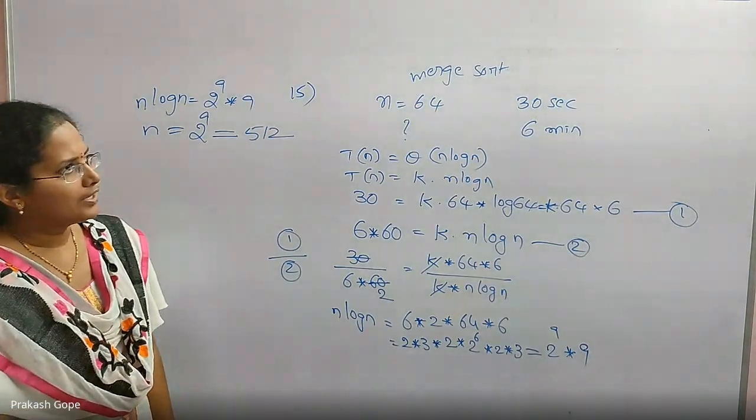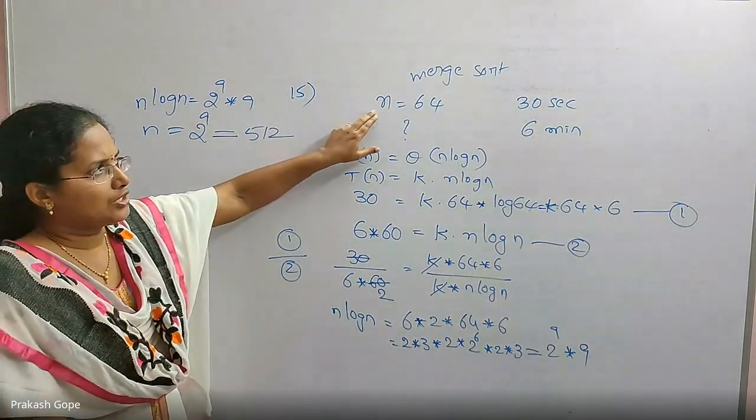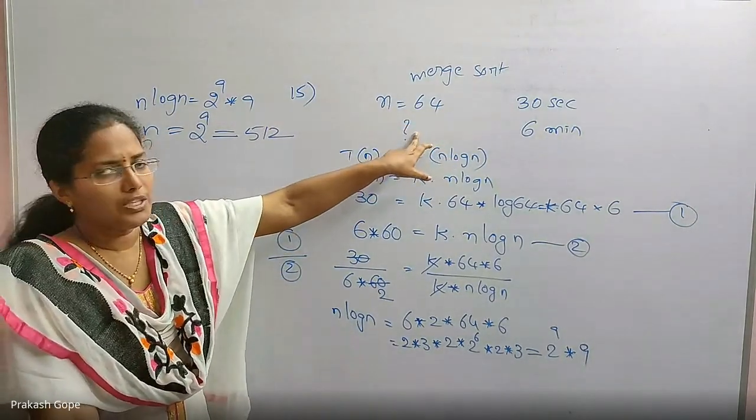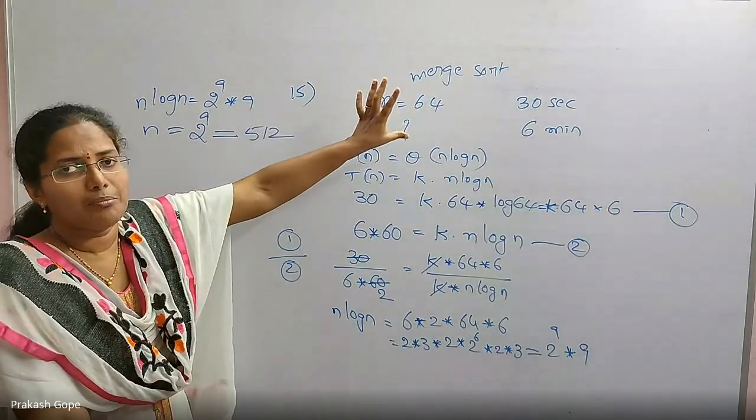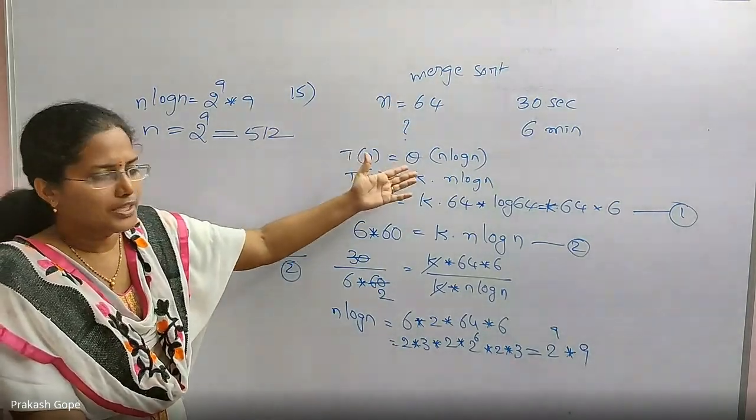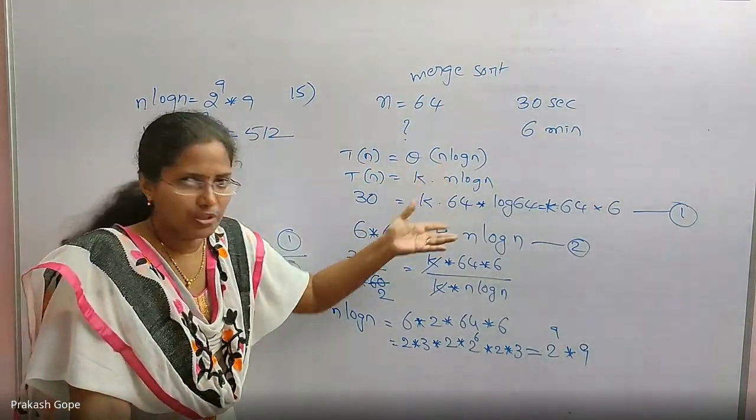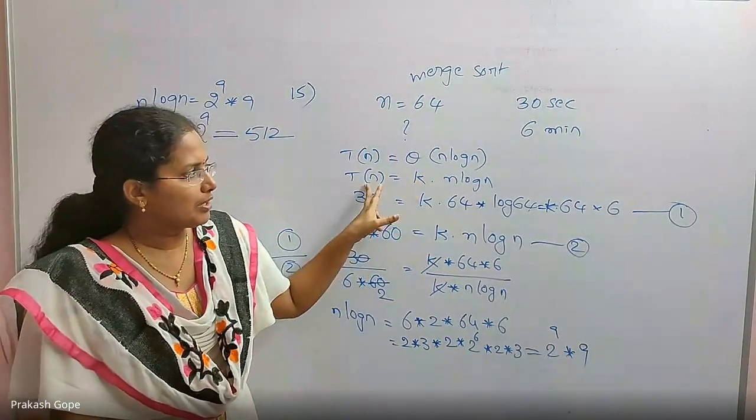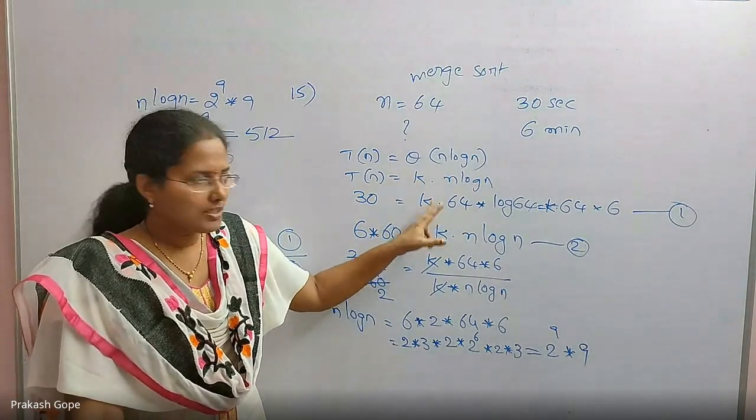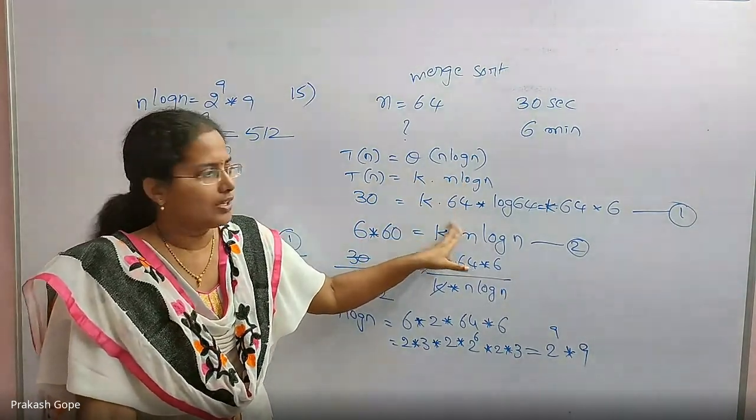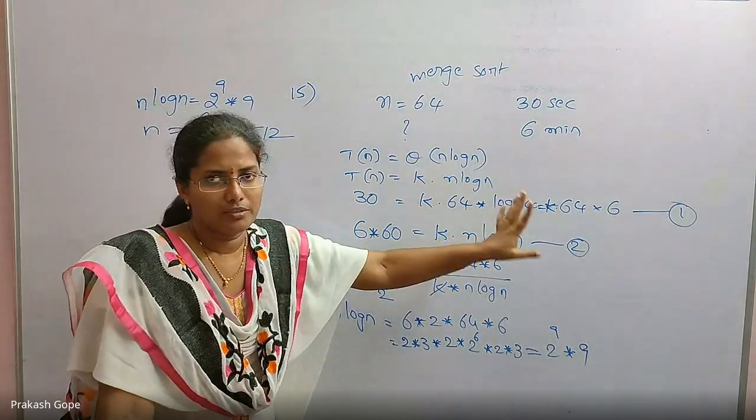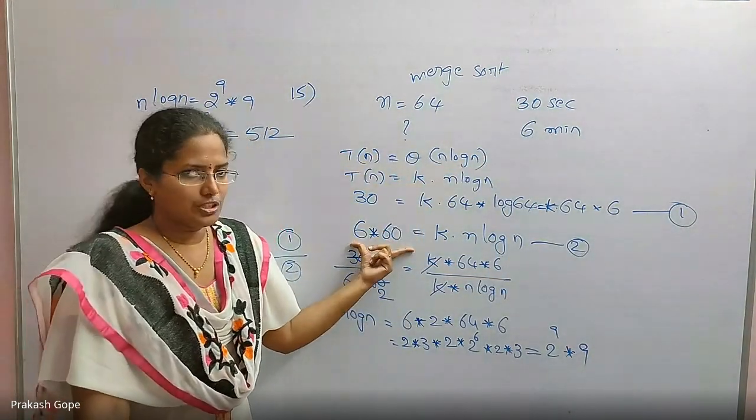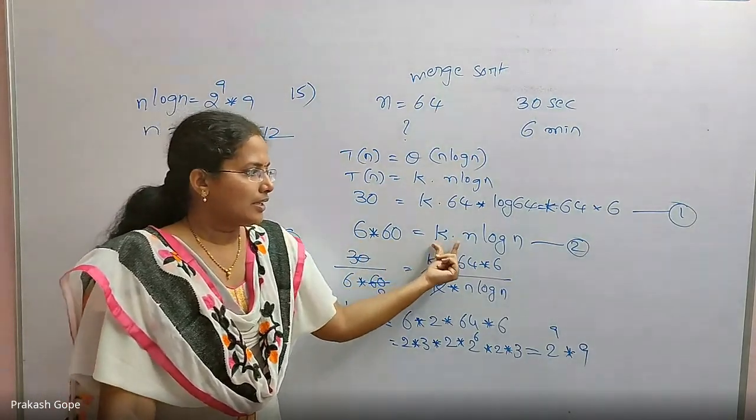Okay, so it is given that 64 elements can be sorted in 30 seconds. In 6 minutes, how many elements can be sorted by using the same merge sort algorithm? So merge sort will take n log n, whatever may be the input. That's why this question is possible on merge sort. So the time taken, which is 30 seconds, is always some constant into n log n. The same time is 6 minutes, which is 6 into 60 seconds, k into n log n.